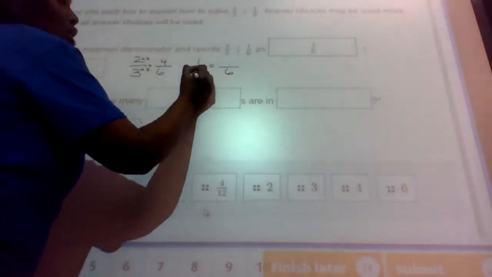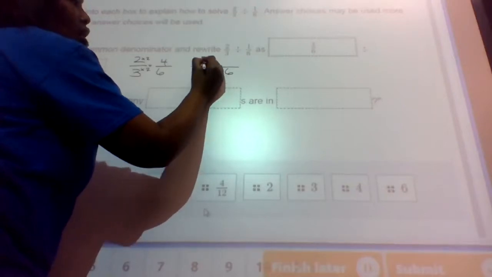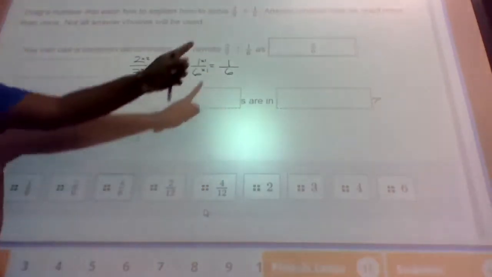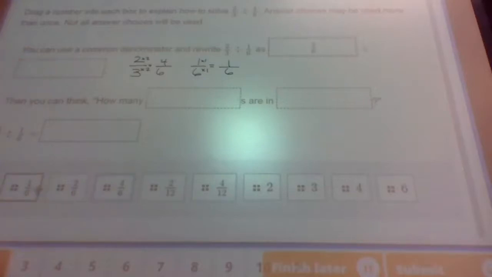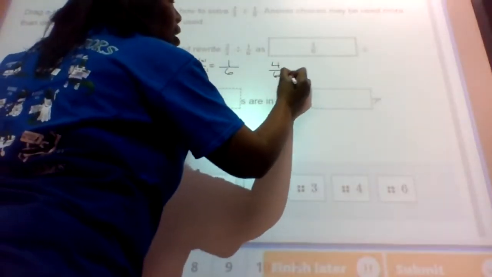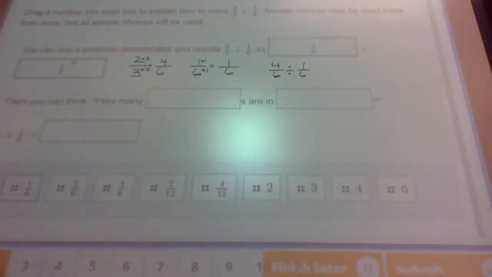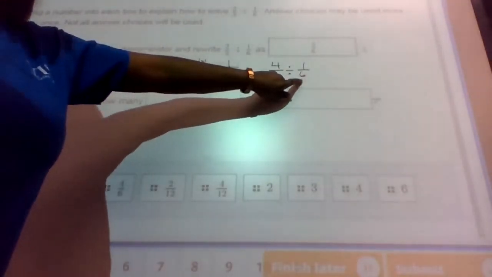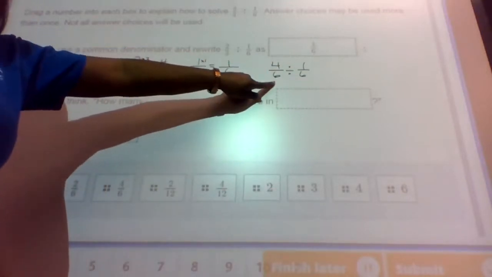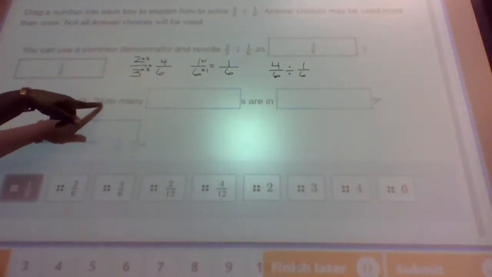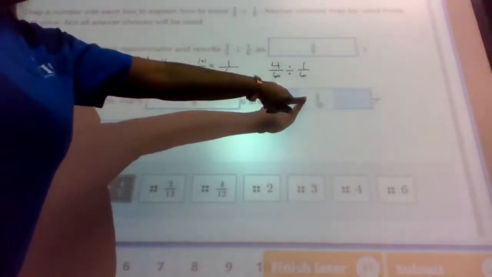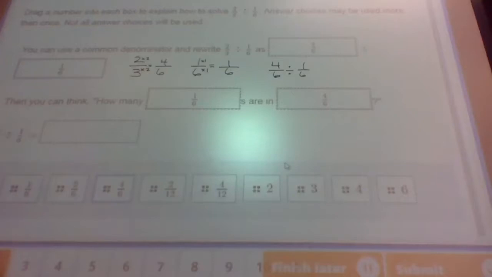All right. 6 times what is 6? 1. So 1 times 1 is 1. So 1/6 is the same as 1/6. Okay. Now you have 4/6 divided by 1/6. So anytime your problem is written like that, you're trying to figure out how many 1/6s are in 4/6s. So when you get ready to complete your box, how many 1/6s are in 4/6s? And what is your answer?